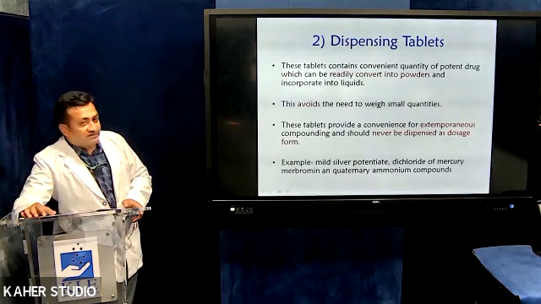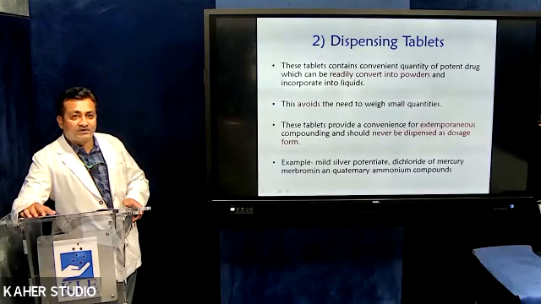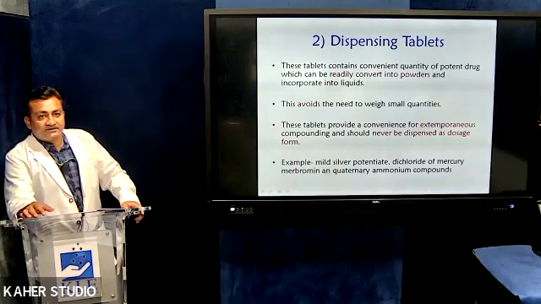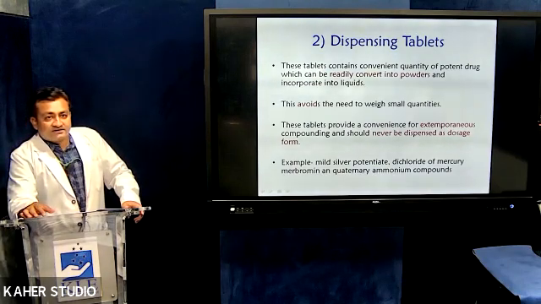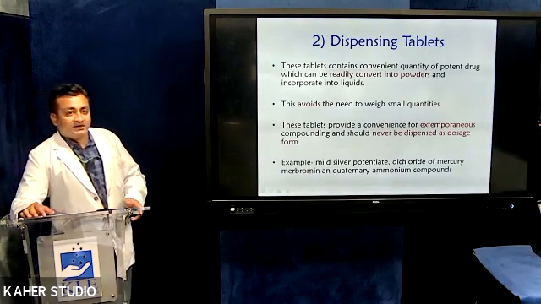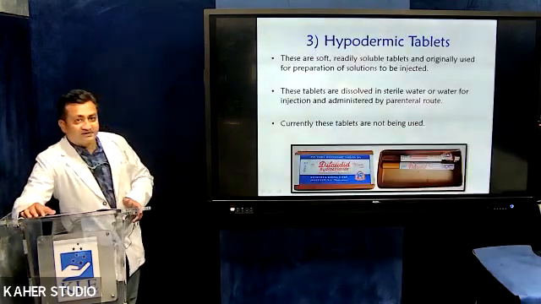Then dispensing tablets. These tablets contain convenient quantities of potent drugs which can be readily converted into powder and incorporated into liquid. This avoids the need to weigh small quantities. These tablets provide convenience for extemporaneous compounding and should never be dispensed as large dosage forms.